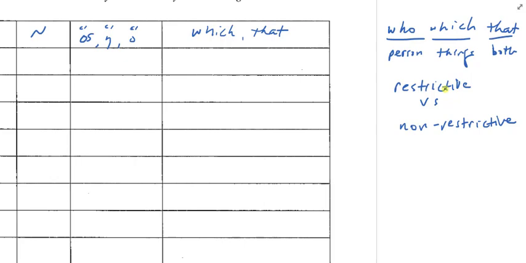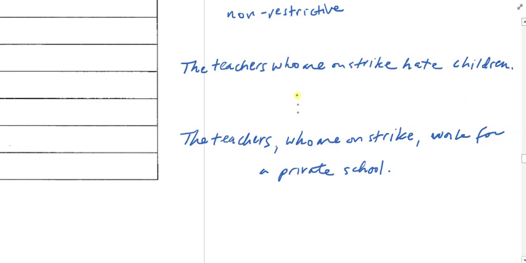Let me give you a couple of examples here, okay? And hopefully this will make some sense. I've got two sentences here. The teachers who are on strike hate children. And the teachers who are on strike work for a private school. Can you tell that there's a difference between the relative clause, which is identical in both cases? The teachers who are on strike, the teachers who are on strike. What have I done in English? I've put commas here, okay? What does this tell you?